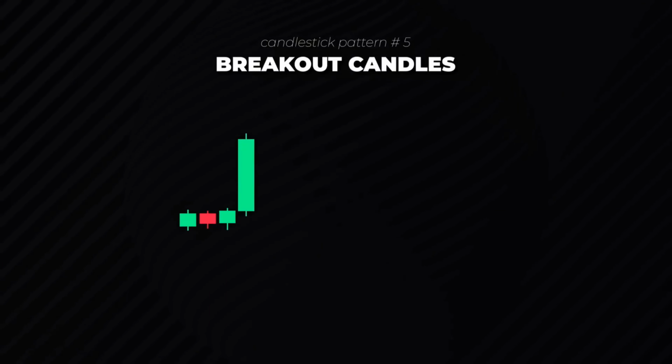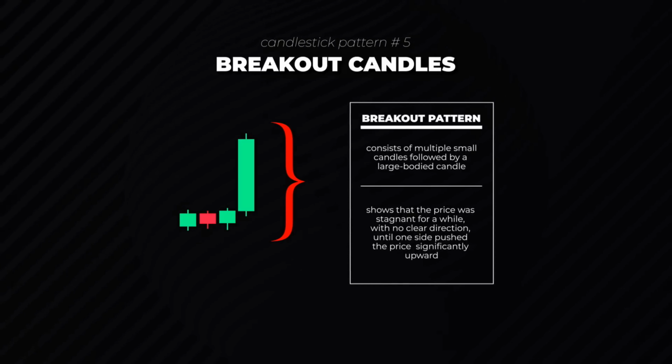Moving on to pattern number 5, which is breakout candles. This is a type of candlestick pattern where we have multiple small candles with small bodies forming, followed by a large-bodied candle. This pattern shows that the price was stagnant for a while, with no clear direction, until one side, buyers in this example, push the price significantly upward.